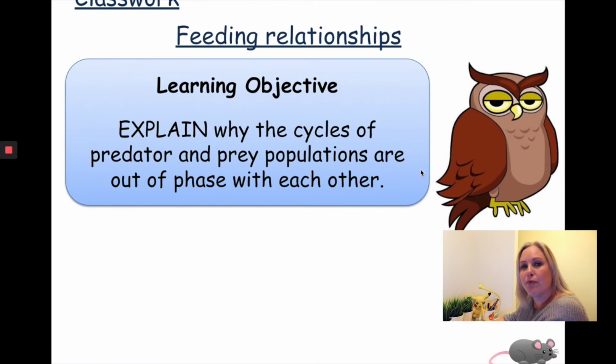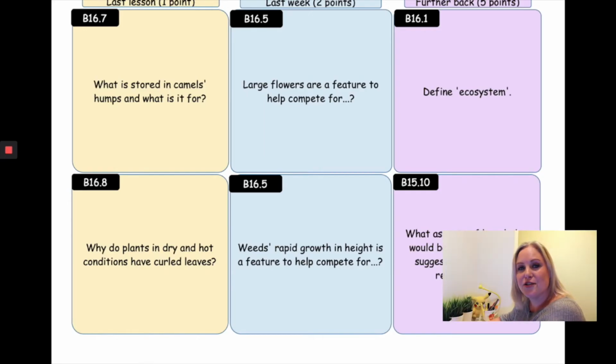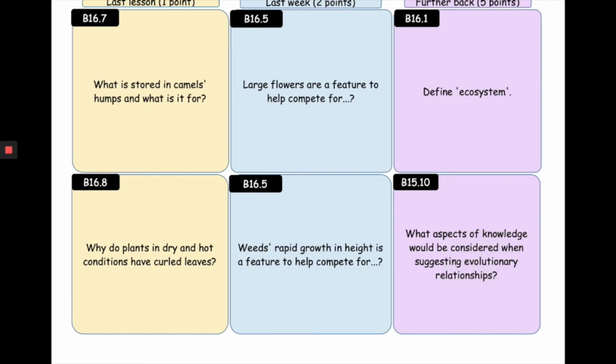We're learning about predator-prey relationships, and there's actually a cycle between predator populations and prey populations, and we're going to be investigating that today. Before we get started, let's do some retrieval practice, okay? So here you'll be able to see 6 questions based on recent lessons that you have been covering, recent topics. So what I want you to do is pause the video, have a go at answering these 6 questions. Okay, pause now.